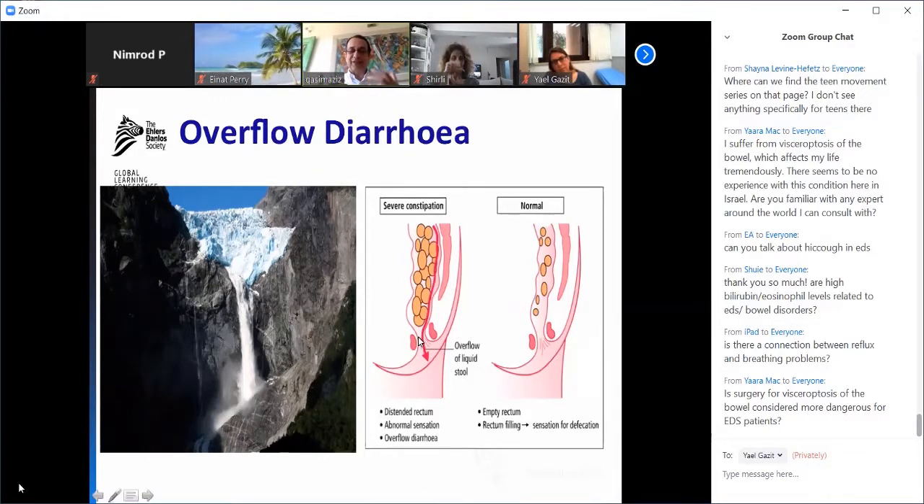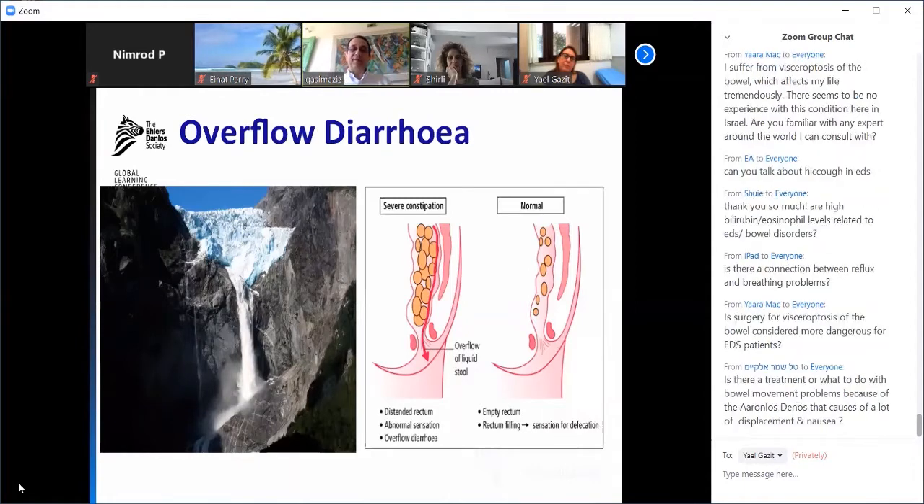You sense it and you have to rush. There's a sense of urgency. You have to get to the toilet immediately and try and evacuate that stool. And it's usually a very liquid stool. So this gives the person a misconception that, oh, I've got diarrhea, and they may even start taking anti-diarrheals, which will make the problem even more difficult and more severe, because the constipation will get more severe, and consequently this overflow diarrhea.